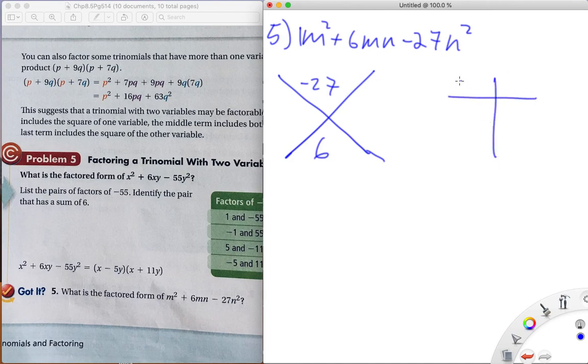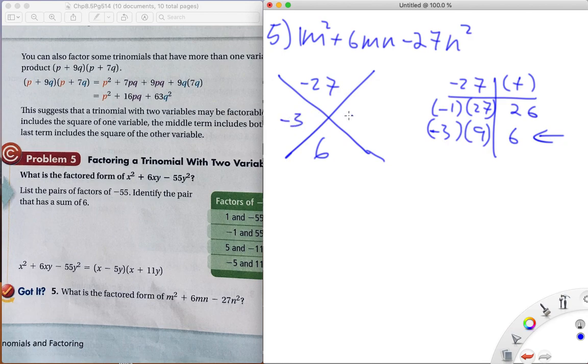So I have to find the factors of negative 27, and when I add them up, it gives me a positive number, which tells me that the bigger absolute will be positive. So negative 1 times 27 is negative 27. If I add them up, that's 26. Can I do it with a 2? Can I do it with a 3? Yes, I can. Negative 3 times 9 is negative 27, and when I add them up, it gives me positive 6. That's the guy. So negative 3, positive 6.